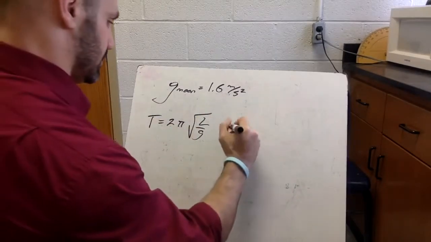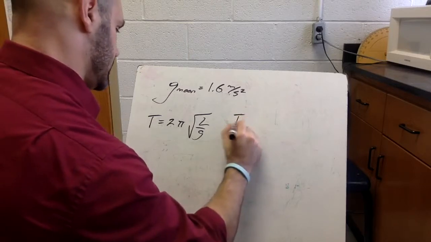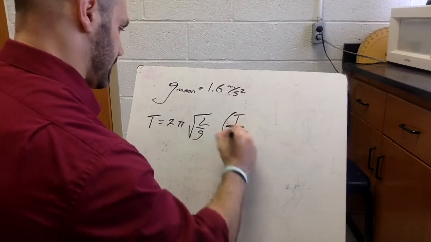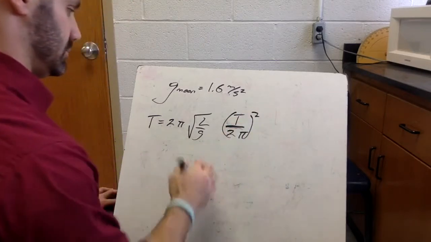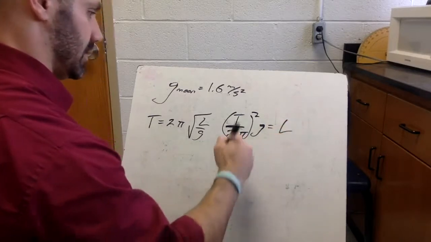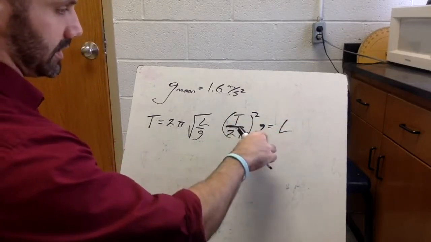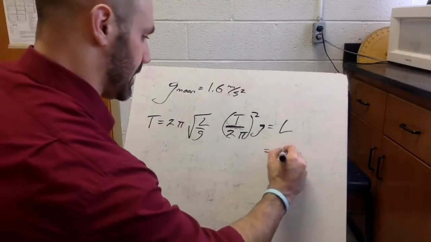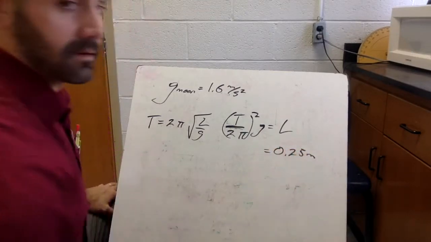We need to solve here. So this is going to be T over 2 pi, squared, and then I multiply g over here, times g, equals L. So T is 1 and g is 9.8. If we plug those numbers in, we end up with L about 0.25 meters.